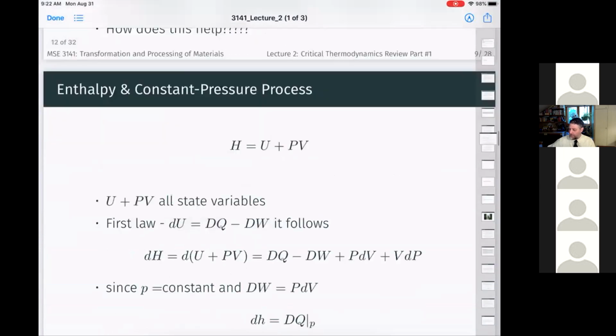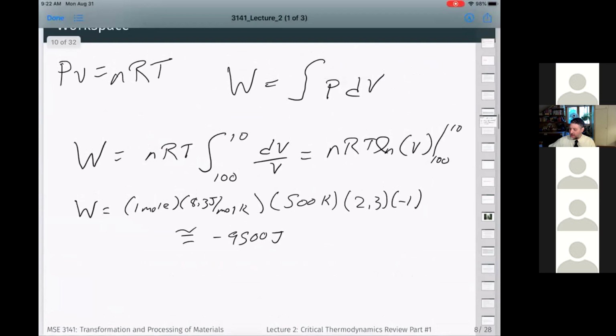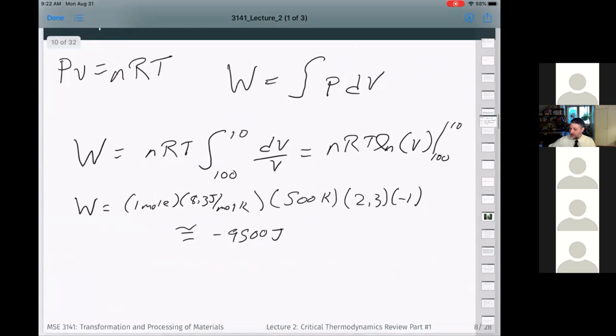Where did the -1 come from? I'm sorry. I see the 2.3, but where did the -1 come from? Hold on. We are, what did I do here?